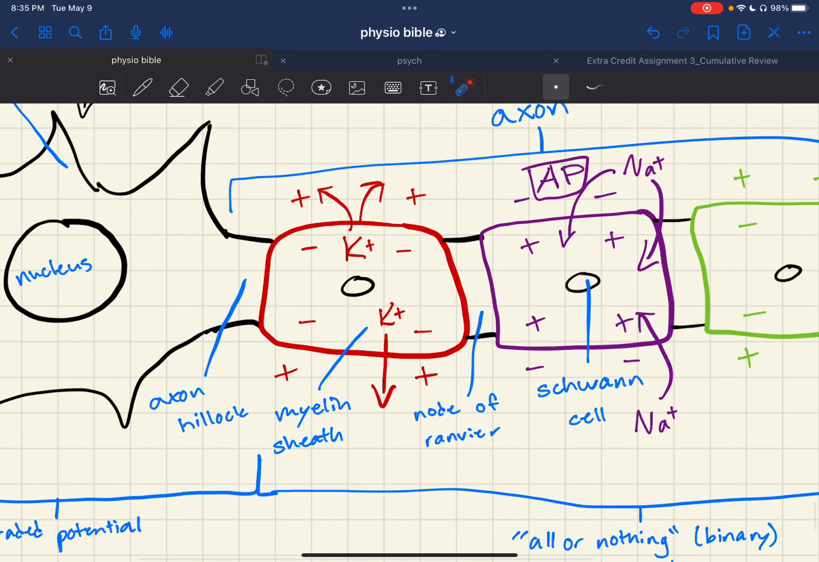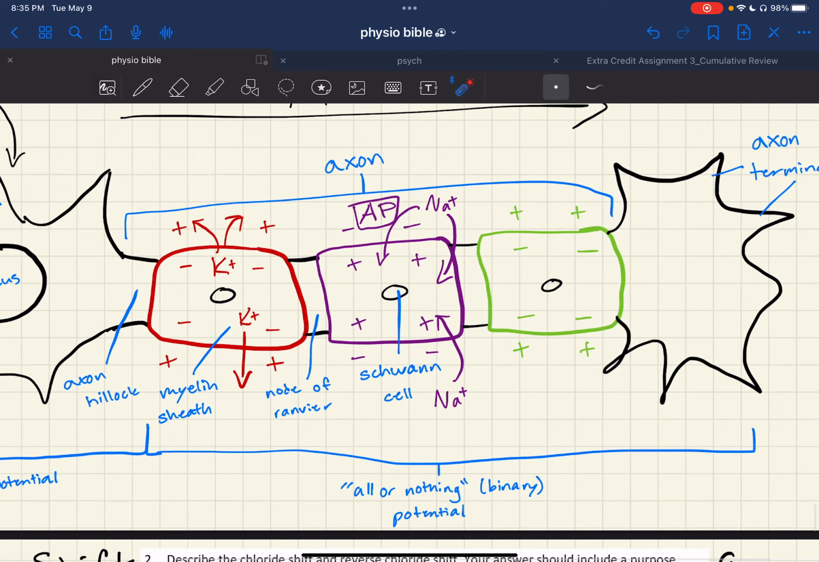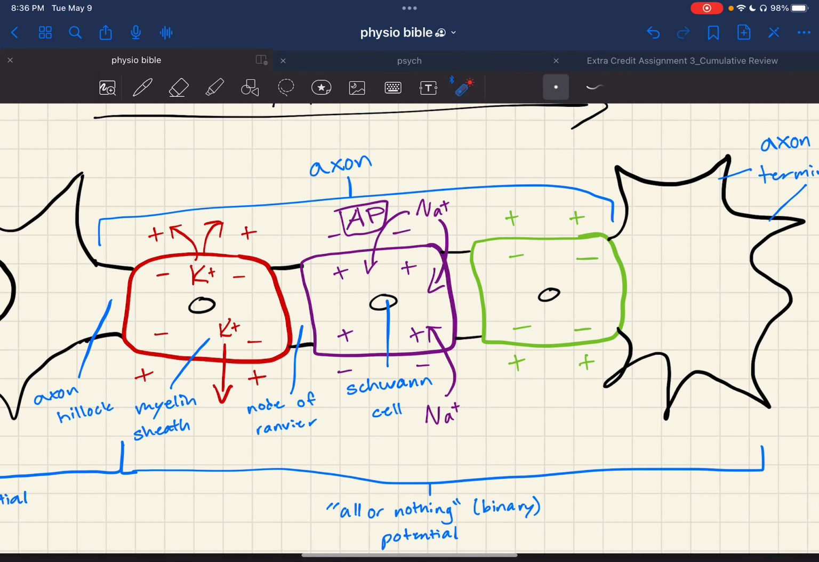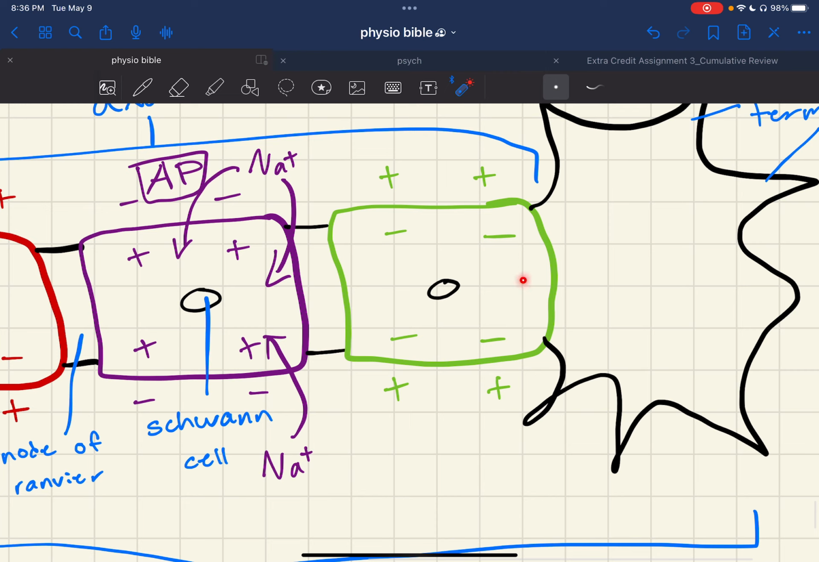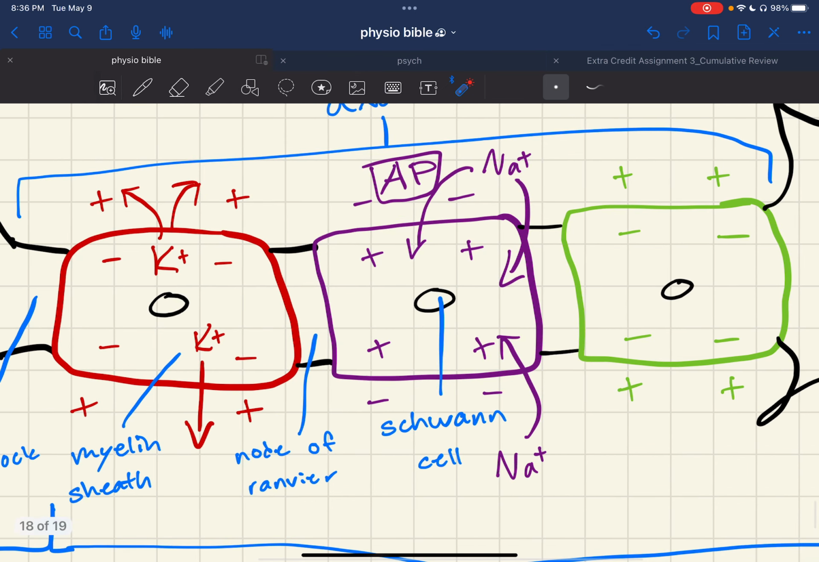So once we have this potential here, it goes through the axon, and this is where it gets a little complicated to explain, but basically this area, this would be in a node, as I said before. This would just be resting membrane potential. So it's more negative on the inside and a little bit more positive on the outside.